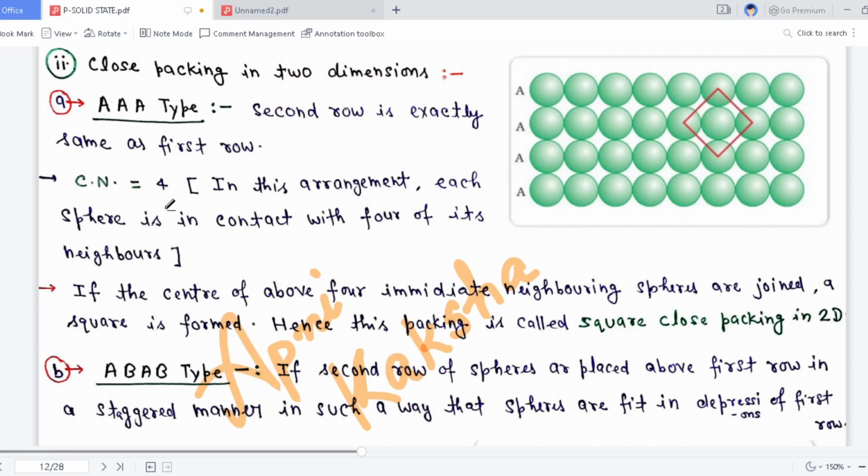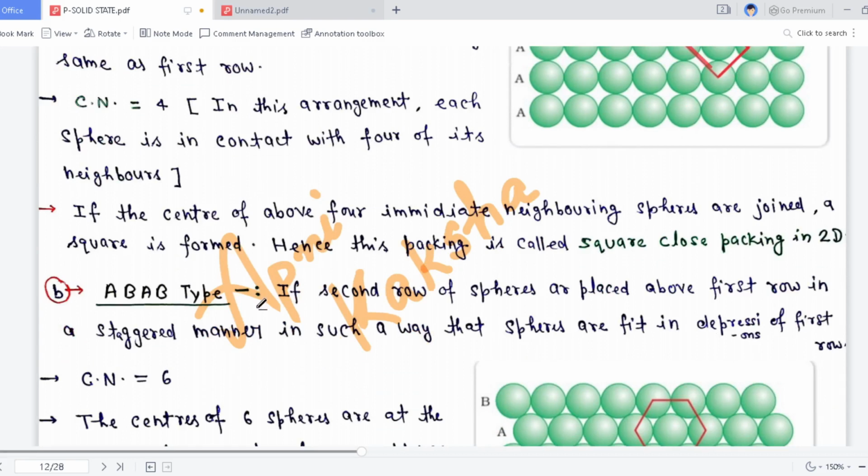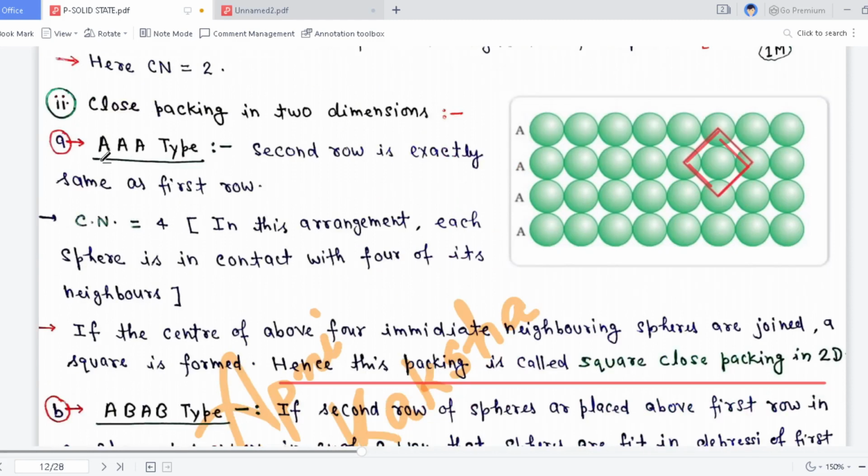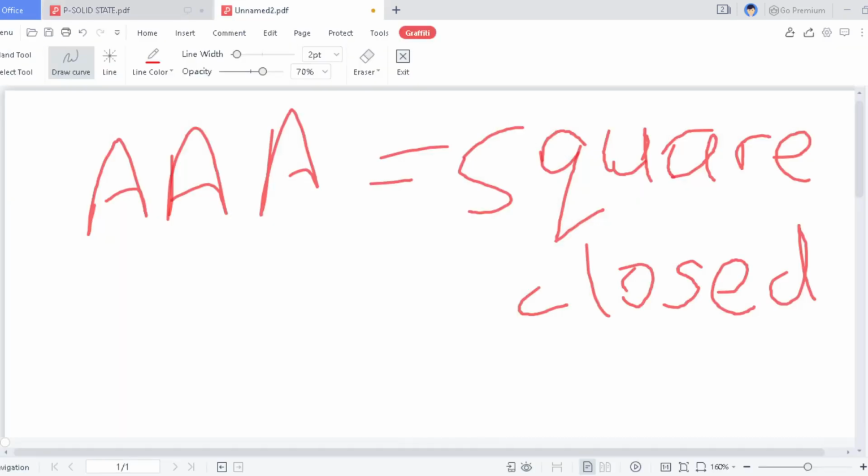Now next up we have the coordination number. The coordination number of this arrangement will be 4: 1, 2, 3, and 4. Next, if the centers of the 4 neighboring spheres are joined, a square is formed. That is why this packing is called square close packing in 2D. So AAA type right here is square close packing.